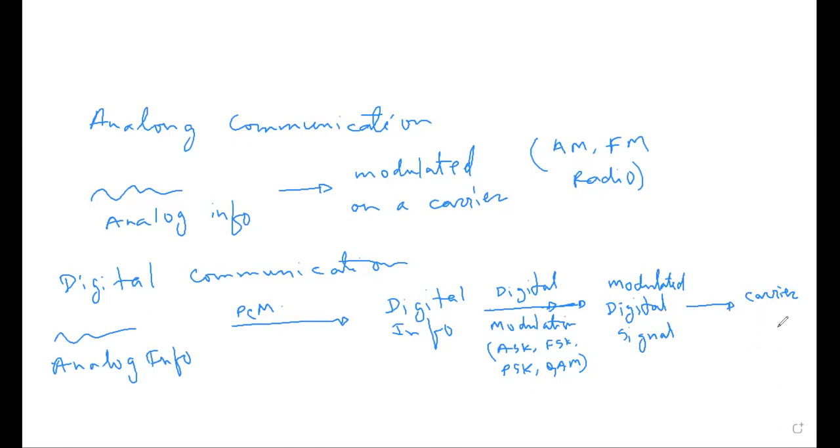And so the signal actually looks like analog. If we think of wireless communication, you put it on a carrier and then launch it in the air using an antenna. When you feed it into an antenna, it looks like an analog signal. Here also it looks like an analog signal when you feed it into an antenna.